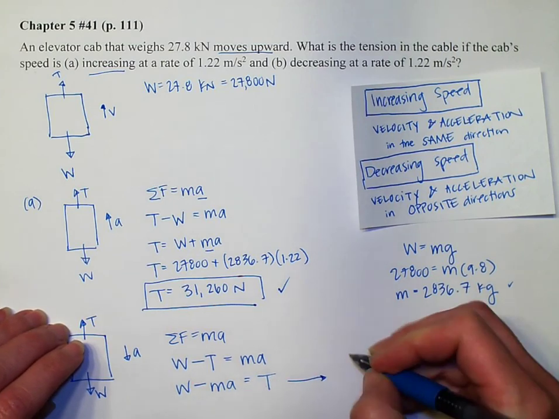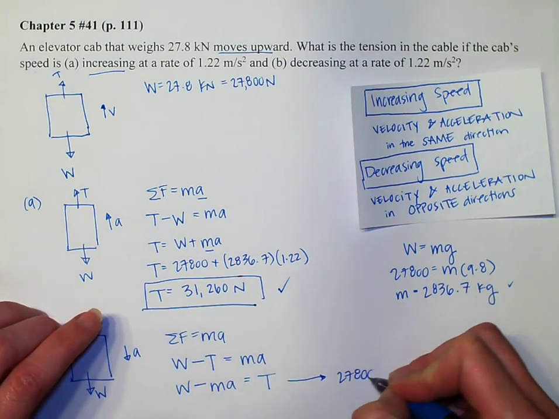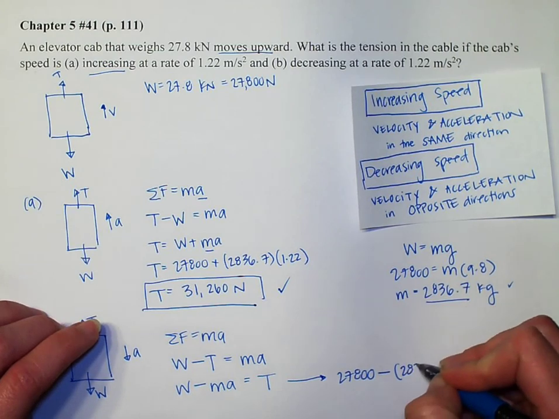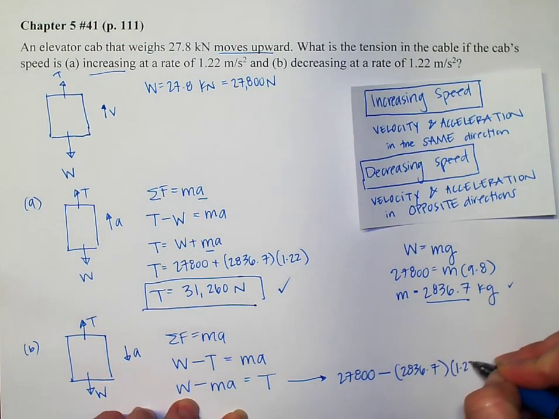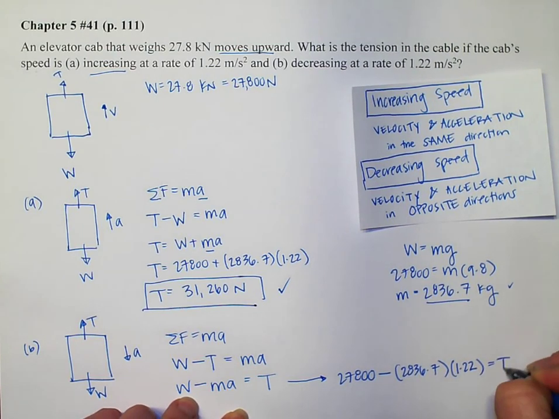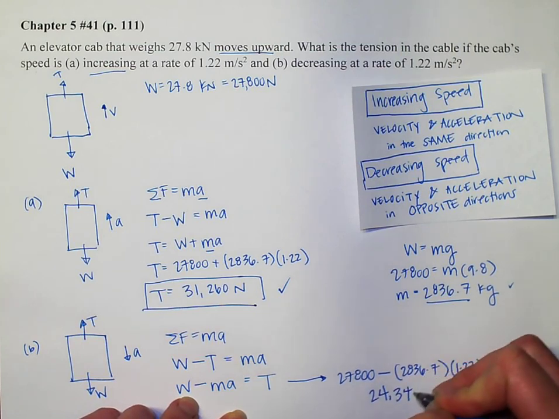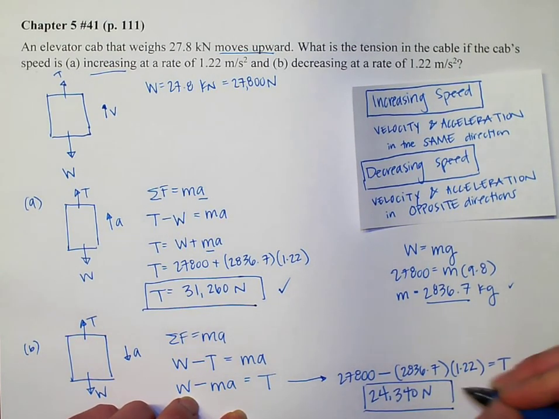So I'll bring it over here so we can see it a little better. Our weight, again, 27,800 minus, our mass is still the same, 2836.7 times that acceleration, 1.22, equals our tension. And if I figure this out on my calculator, I'll find out that my tension is 24,340 newtons. And so we're done.